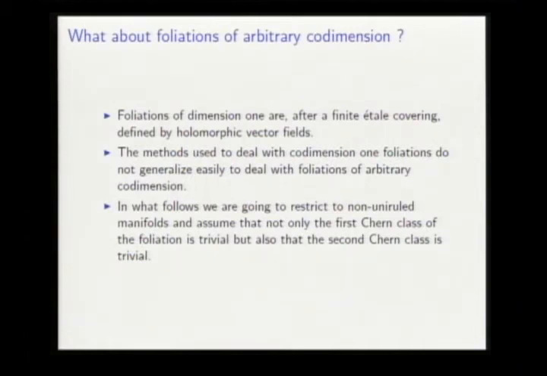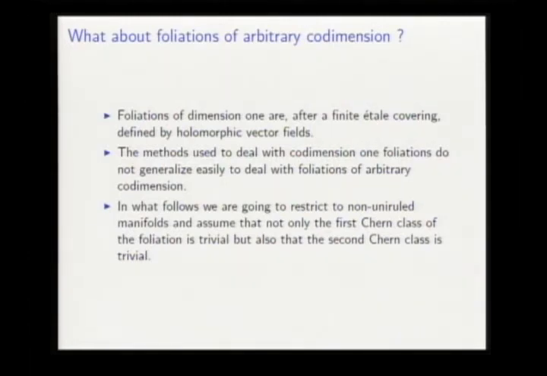So we can, of course, treat the case of foliations of dimension 1. And in the particular case of foliations of dimension 1, it's essentially trivial. There's not a lot of work to prove that after a finite étale covering, they are defined by holomorphic vector fields. And since the work of Lieberman, holomorphic vector fields on compact Kähler manifolds are completely understood.